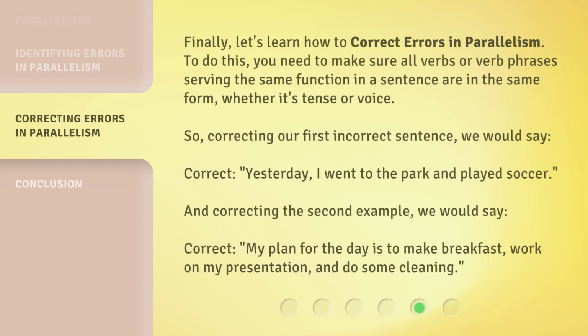Finally, let's learn how to correct errors in parallelism. To do this, you need to make sure all verbs or verb phrases serving the same function in a sentence are in the same form, whether it's tense or voice. So, correcting our first incorrect sentence, we would say, correct, yesterday, I went to the park and played soccer. And correcting the second example, we would say, correct, my plan for the day is to make breakfast, work on my presentation, and do some cleaning.